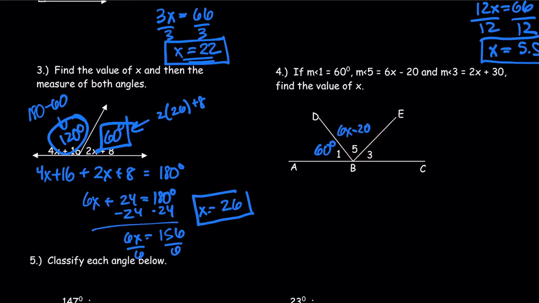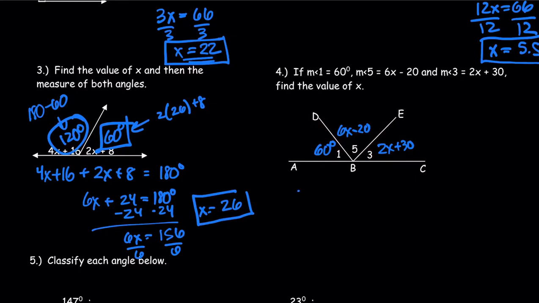And then lastly, measure of angle 3 is 2x plus 30. So there's angle 3. That's going to be 2x plus 30. So what do I need to do? Well, I've got 3 angles here, not just 2, but there's that straight line. Remember, anytime you have a straight line, that represents 180 degrees. So all 3 of these have to add up to equal 180 degrees. And that's going to be your equation.